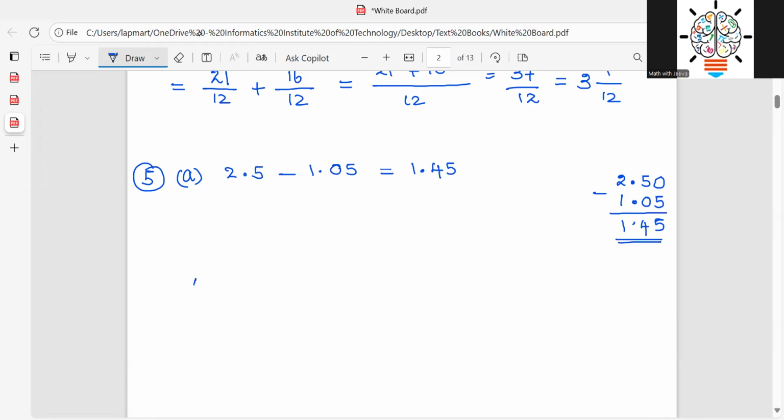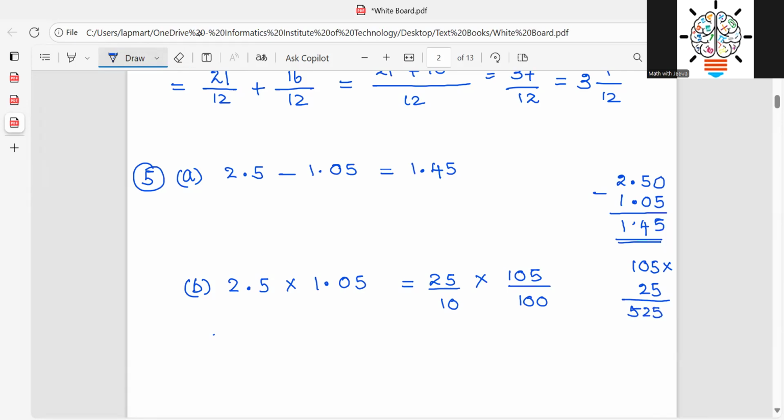Okay. Then part B, I have the same 2.5. I multiply by 1.05. Can you remember here that we had 2 methods? So the first method I'm going to use here. 2.5 means 25 over 10, and 1.05 means 105 over 100. Okay. So here I do the multiplication, 105 multiplied by 25. Okay. So that is 525, 210.